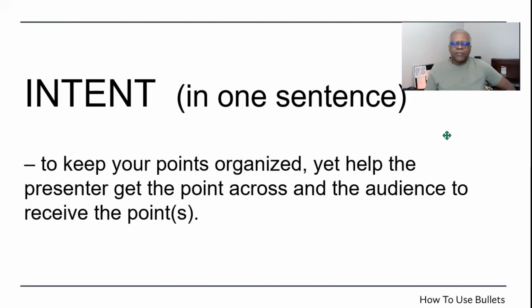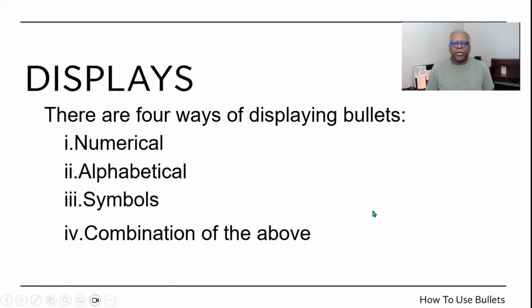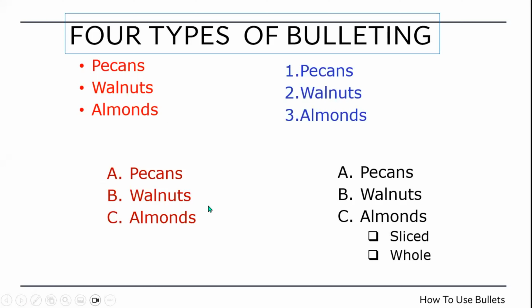And you can see the intent of bullets, in my own words, is to keep points organized, yet help the presenter get his or her point across, and the audience to receive the points. And shown here, there are 4 ways of showing bullets. You can have numerical, alphabetical, symbol, or some combination of the above. So here are the 4 types of bulleting. You can have symbols, you can have numbers or numerals, you can have alphabets, or you can have some combination.